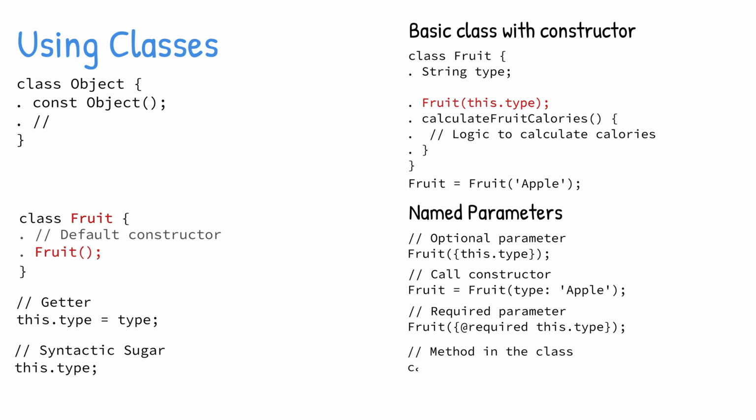In a class, methods are functions that provide logic for an object. Now, methods can return a value or void, meaning no value or empty.